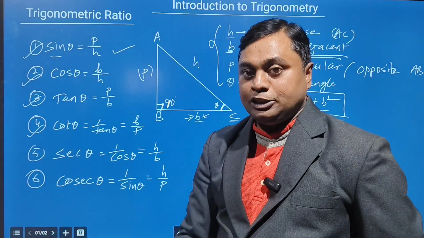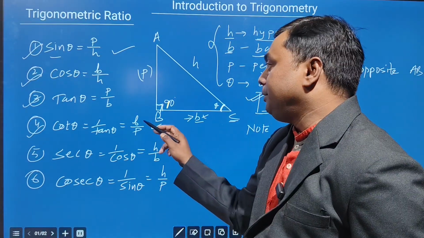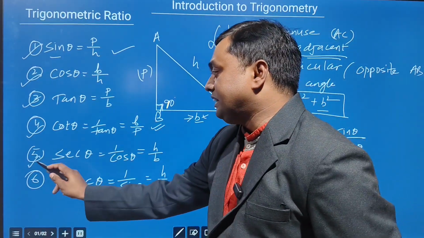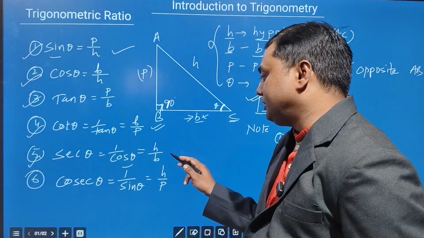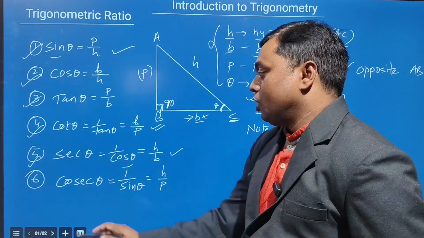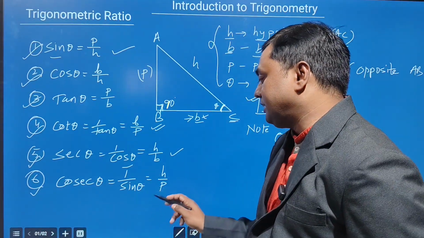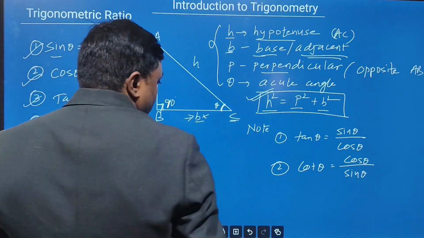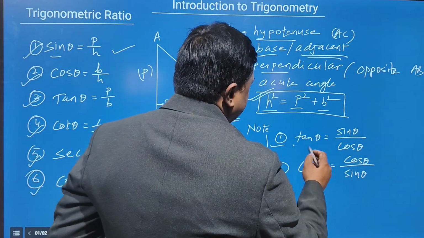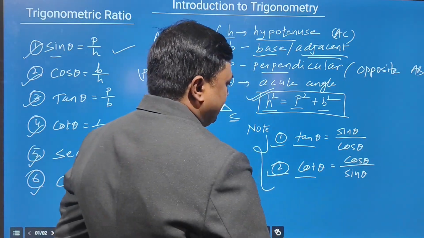Cot theta is the reciprocal of tan theta. So cot theta is 1 by tan theta, that is equal to b upon p. Secant theta is the reciprocal of cos theta. So secant theta is equal to 1 by cos theta, that is equal to h by b. Cosecant theta is the reciprocal of sin theta. So cosecant theta is 1 by sin theta, that is equal to h by p. Now, two more relations you should remember. Tan theta is sin theta by cos theta, and cot theta is cos theta by sin theta.